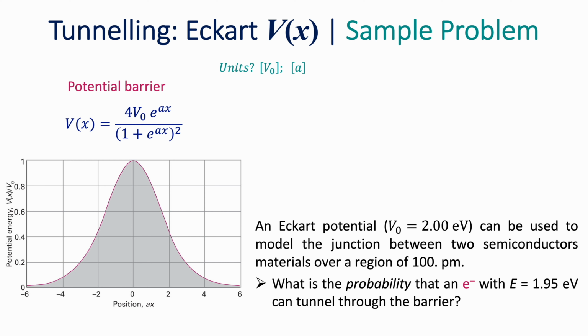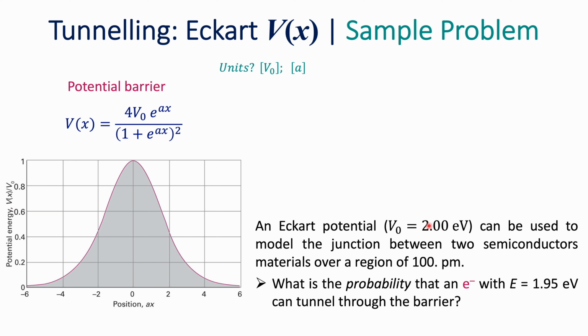So the problem is similar in nature to the problem that I posted before, but now we're considering that this potential has a height of about 2 electron volts, and this can be used, for example, to model a junction between two different materials, both of them being semiconductors, and the extent of that junction will extend over 100 picometers.